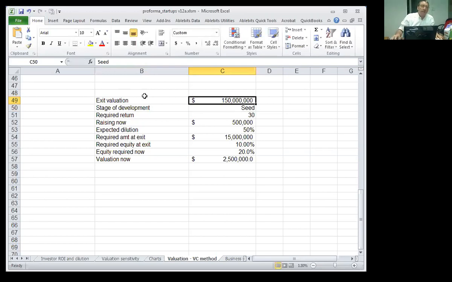Let's say we agree exit valuation is really more like 100, but he doesn't want to give up 30%. What can he do? Raise less. So if he raises 250,000, then he would give up 15%.